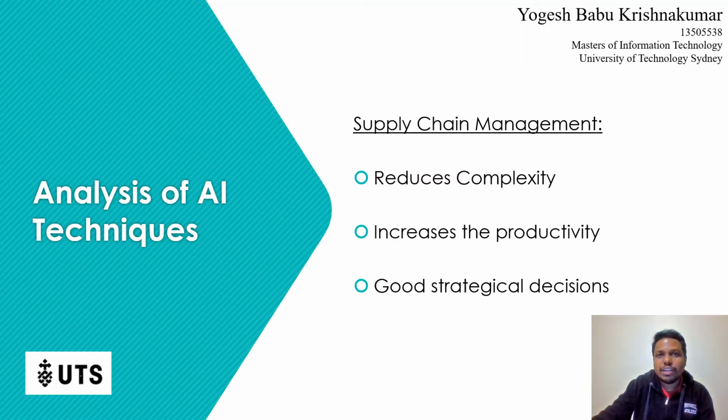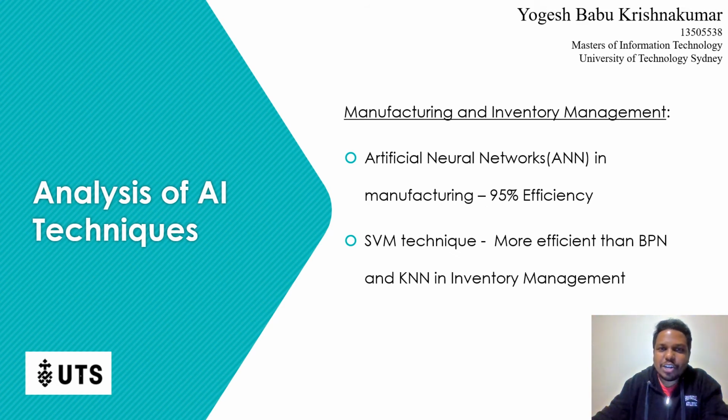Let's analyze the artificial intelligence technology used in supply chain management. The machine learning technique helps to reduce the current complexity of the supply chain process. Artificial intelligence technology helps the manufacturing department to increase their productivity. Also, most of the strategic decisions are taken based on the reports which have high accuracy because of machine learning techniques currently used. Let's analyze the artificial intelligence technology used in individual sectors of supply chain management.